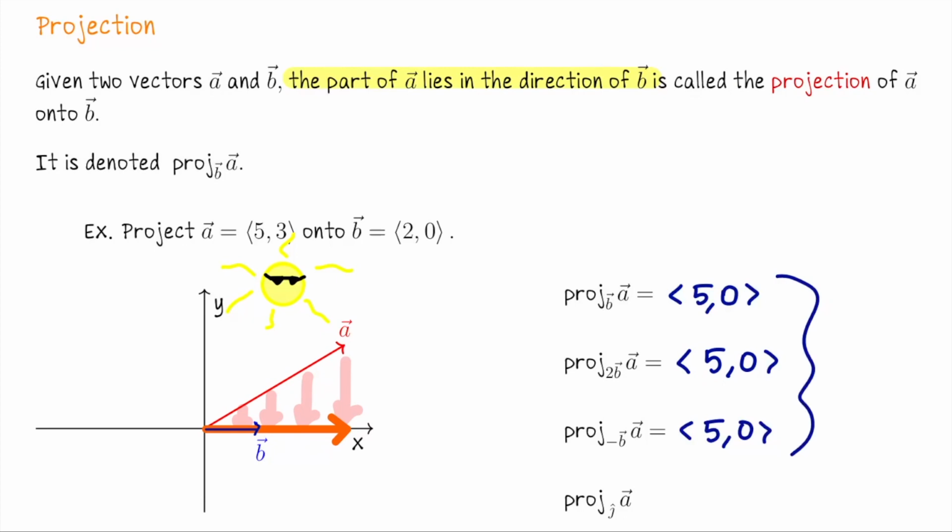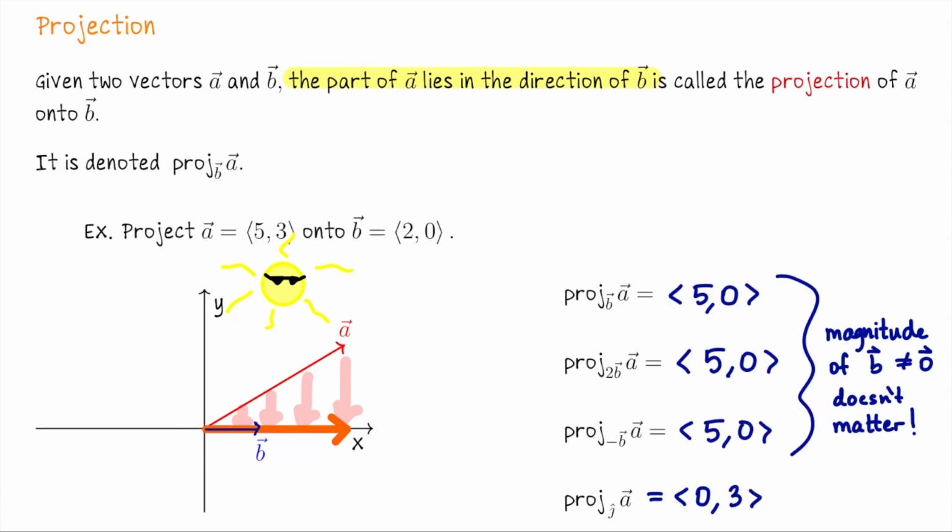So what we notice here is that the magnitude of B doesn't matter. Quick example before we go on to a more interesting example with vector projection. What would be the projection of A onto the vector J? So that's the second standard basis vector. That would be like the shadow that A would cast on the y-axis. So now I imagine projecting A onto the y-axis, and that projection would return the vector 0, 3.